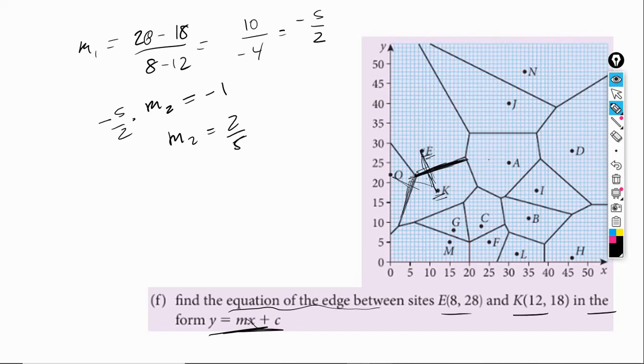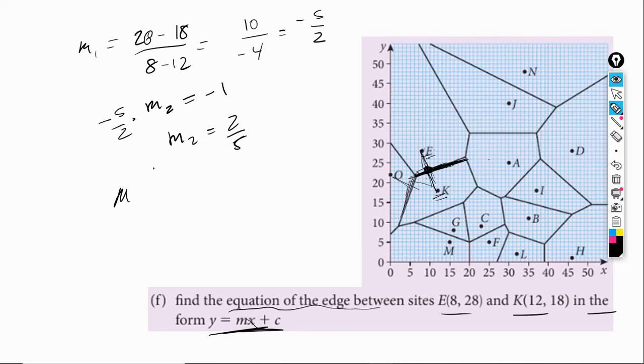Once we have the slope, all we need to do really is plug in a point on the line. But what point is on the line? They don't give us any points that are on the line. I'm talking about the perpendicular bisector. But we do know that this point here, the one that is on the intersection of the two lines, is the midpoint of E and K. So we can find that midpoint.